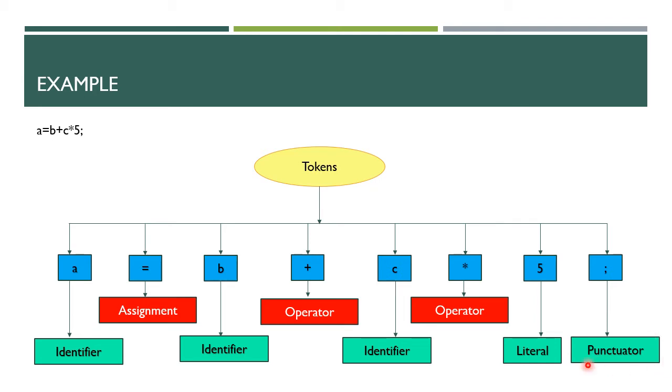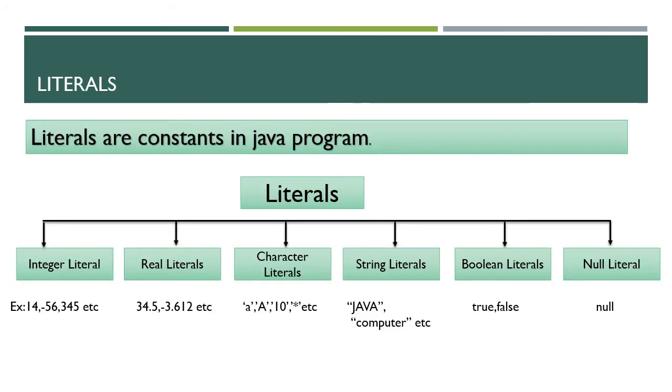Semicolon is a punctuator. So this is a small statement, but in this small statement we have many tokens. A token is a small individual component or unit of a computer program. So when you write the statements in a program, each statement will be divided into tokens. Let us see in detail about the categories of tokens with different examples.